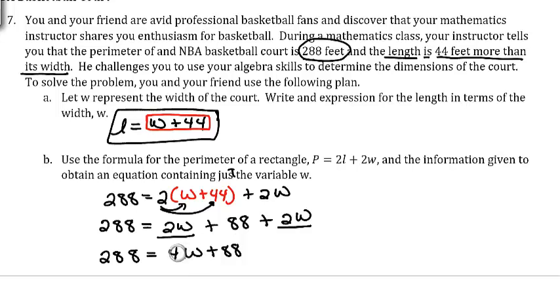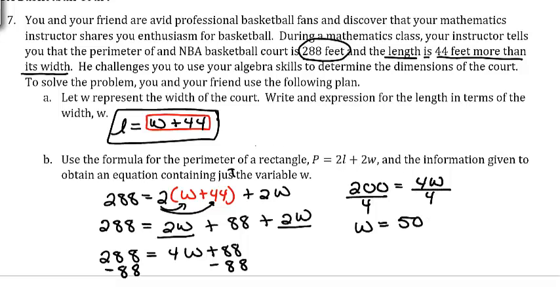Since the only variable I have is over here on the right, I'm just going to leave it there, and I'm going to subtract 88 from both sides. That gives us 200 is equal to 4W, and now we want to divide both sides by 4. And so we get the width is equal to 50, and the measurements here were feet. Now we can calculate the length. The length we know is 44 feet longer, so the length is equal to 50 plus 44, which is 94 feet.